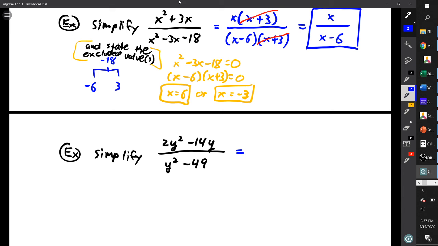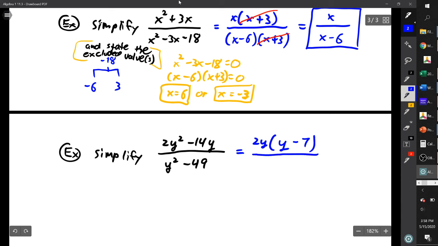The top is two terms, so I always check first to see if there's a greatest common factor, especially with two terms, because with two terms there's only one other instance in which we know another way to factor. With three terms, we have multiple tools. So with two terms, what's the biggest thing I can pull out here? I can pull out a 2y. 2y squared divided by 2y leaves me with just a y, and minus 14y over 2y leaves me with minus 7.